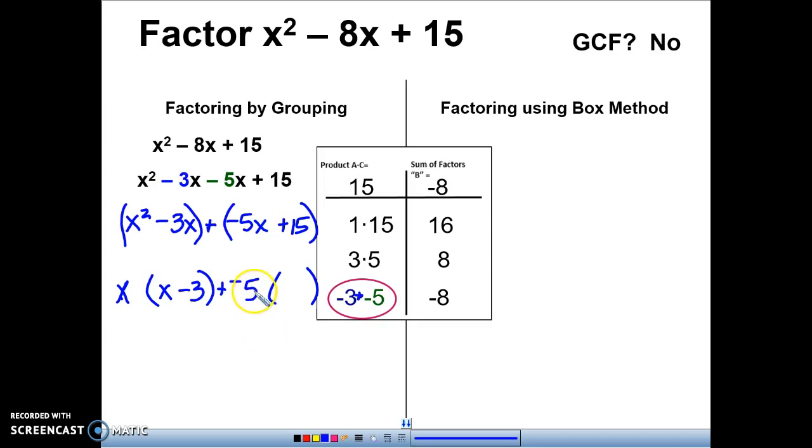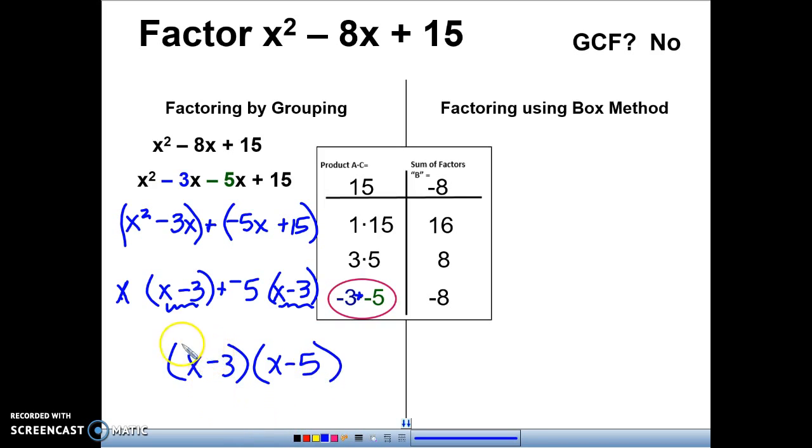-5x. Now, -5 times what gives you -5x? Yep, that's just an x. -5 times what gives you +15? That's got to be a -3. There's our common binomial factor. Factor it out, x minus 3. Then x plus -5 is the same as x minus 5.